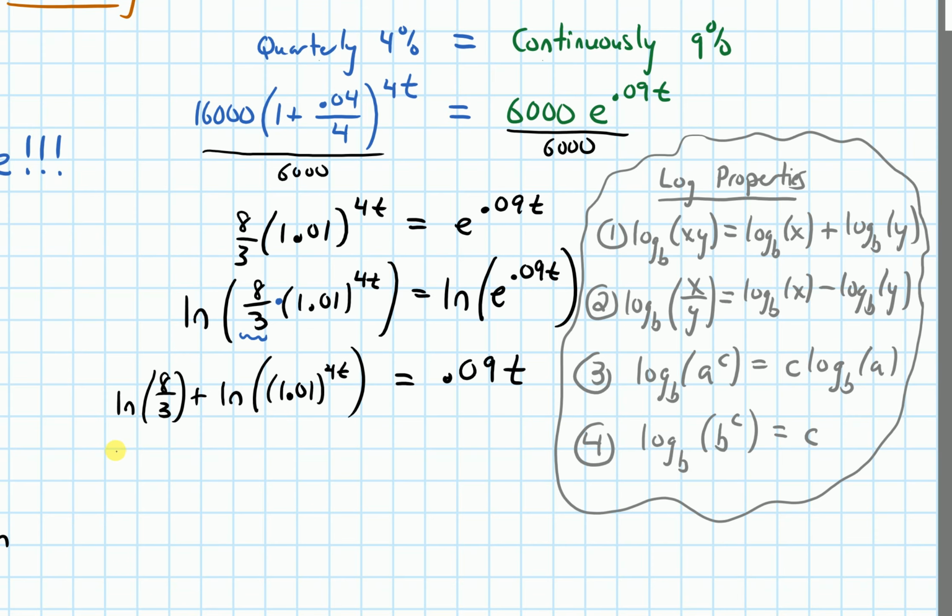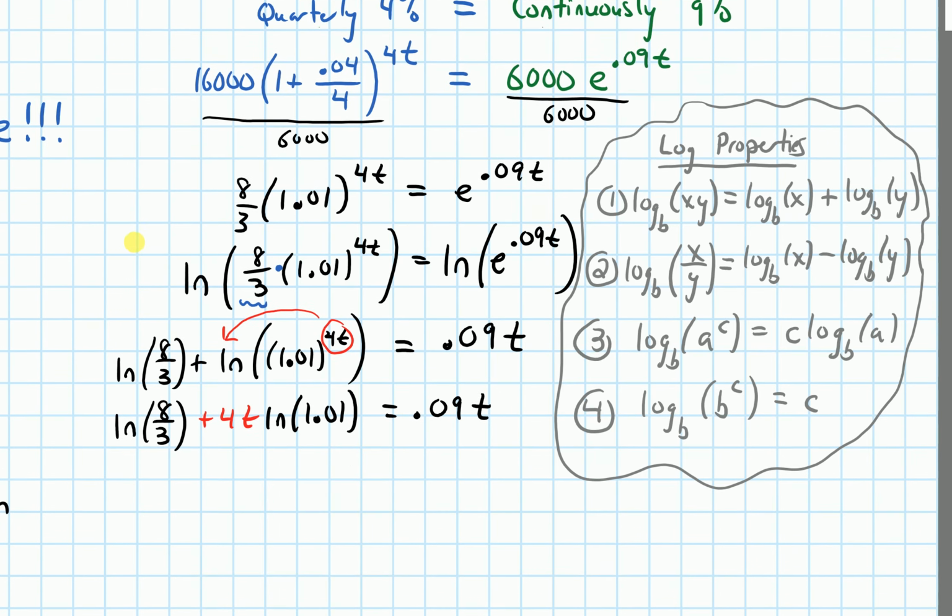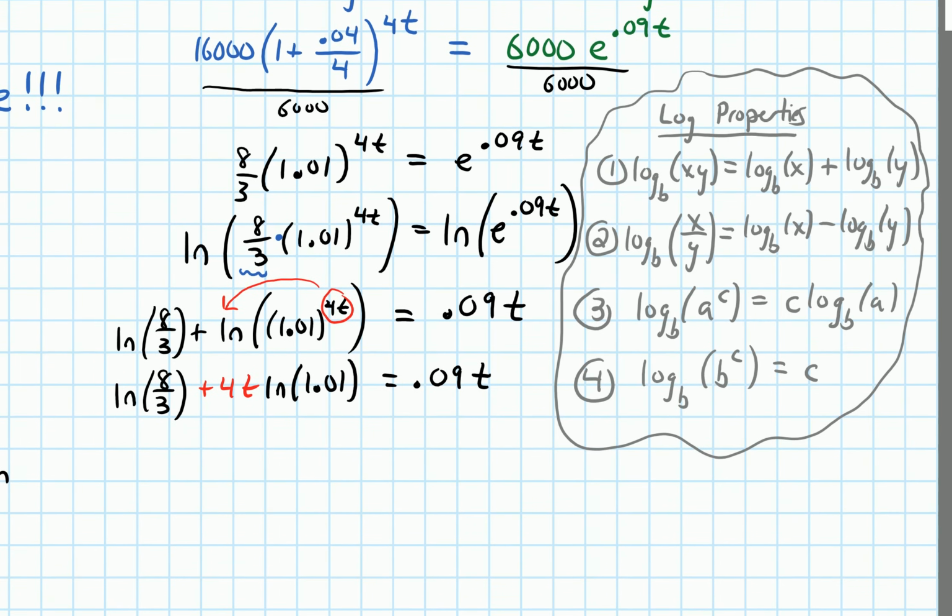So let's leave ln of 8/3 as is. Now, with the next term, 4t is the power of everything inside the log. So I can move it to the front, and we'll get plus 4t times ln of 1.01 equals 0.09t. All right, so it's looking better. We got the variables out of the exponent.